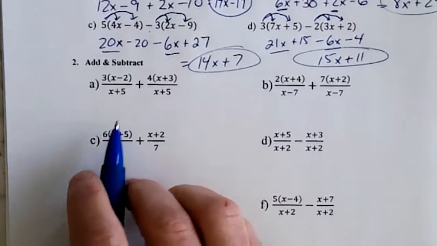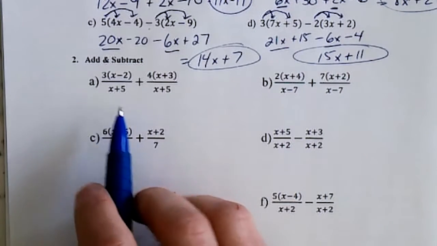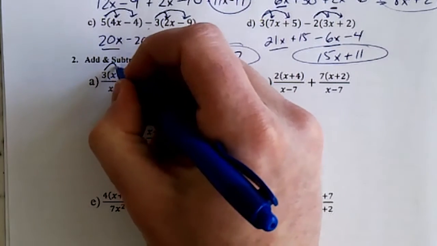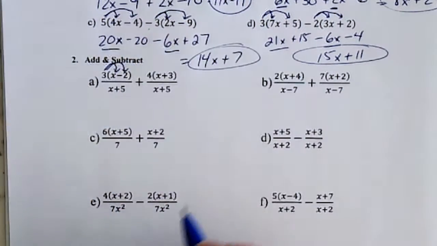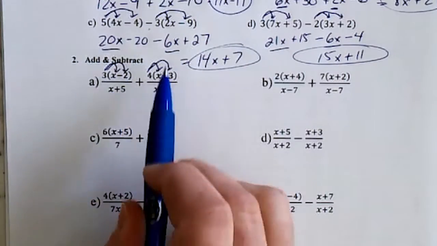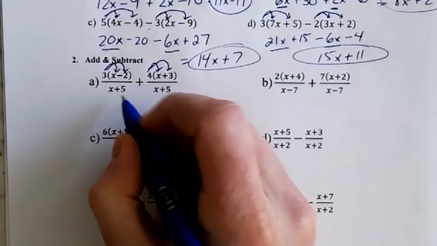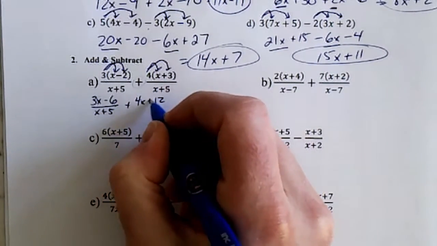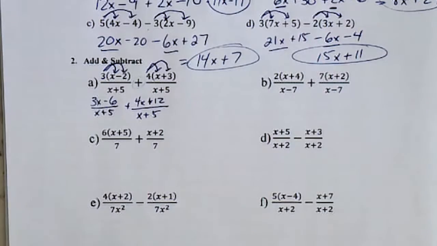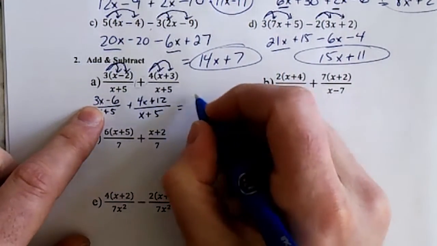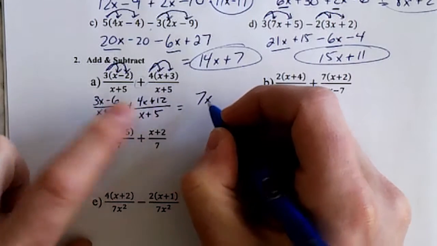Now we're going to do the same thing with the denominator. And so these ones are easier because the denominator is the same. So I'm going to do the same thing that I did up there. Get rid of the brackets first before I can add. And then I look for common like terms. 3x and 4x, minus 6 plus 12.